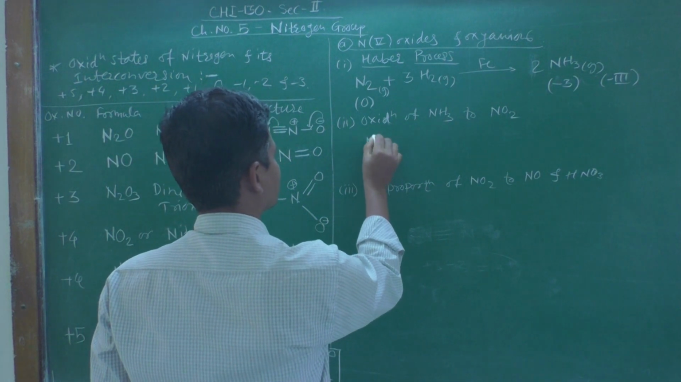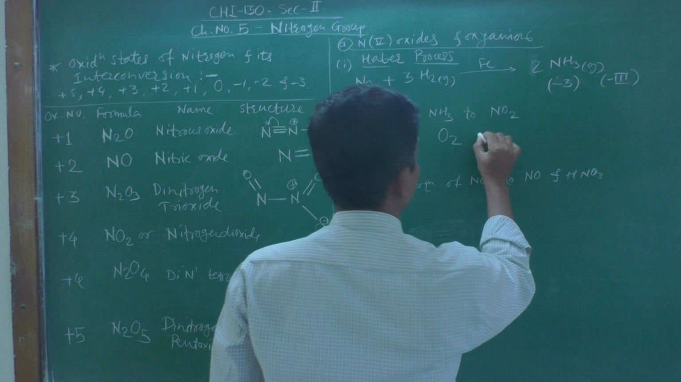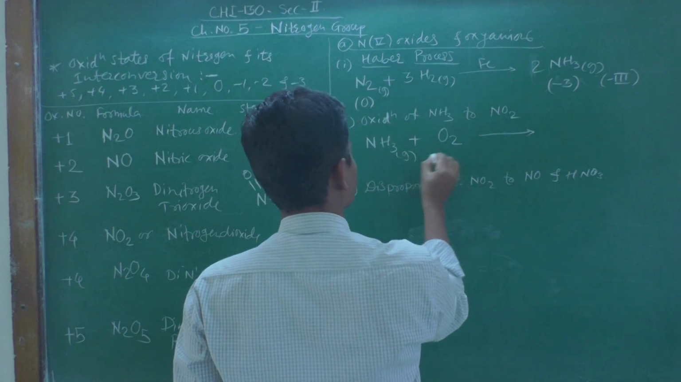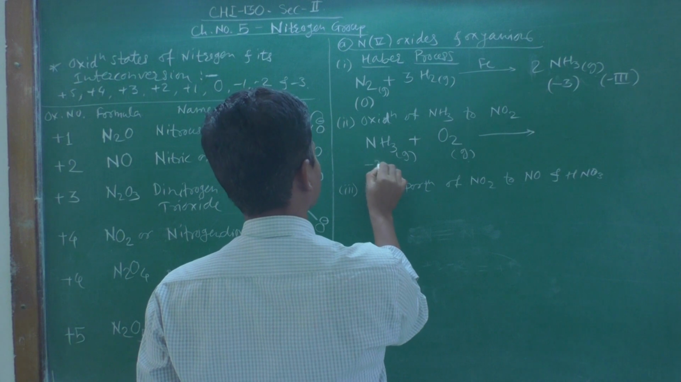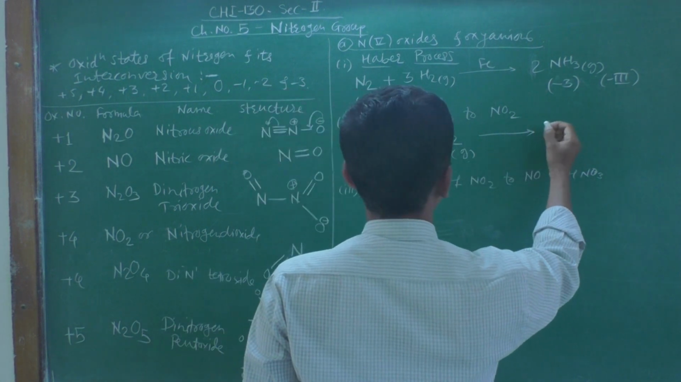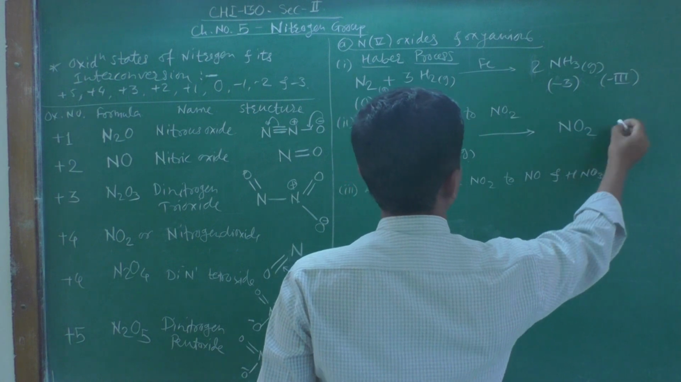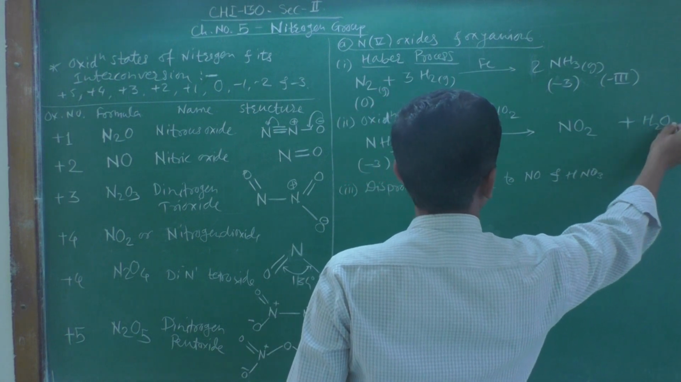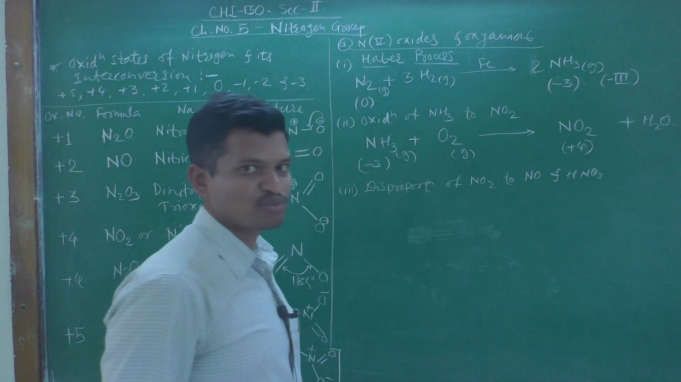So, NH3 plus O2 gets converted to NO2, both are gases, in which NH3 is present in -3 oxidation state and NO2 is formed, plus water is the side product. And in NO2, nitrogen is in +4 oxidation state.